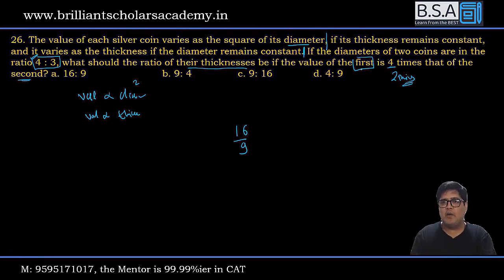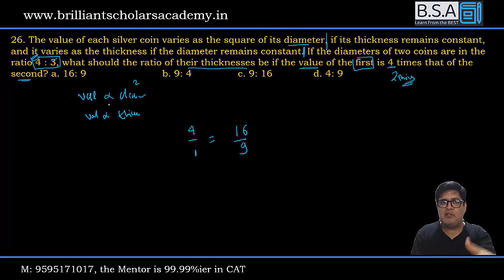What is this information? It is information of value. The value of the first one is 4 times the second. Second one will be the denominator. First one here, second one here. If the value is 1 rupee, the first one should have value of 4. Left hand side is value, right hand side is diameter square.